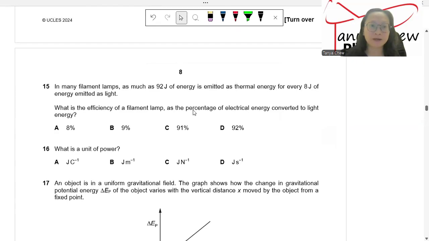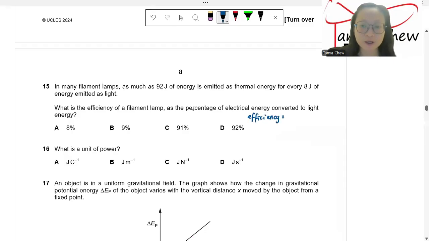Number 15, in many filament lamps, as much as 92 joules of energy is emitted as thermal energy for every 8 joules of energy emitted as light. What is the efficiency of a filament lamp as the percentage of electrical energy converted to light energy? Now, efficiency, remember this is the equation of efficiency. Efficiency is equal to useful output energy over input energy times 100%.